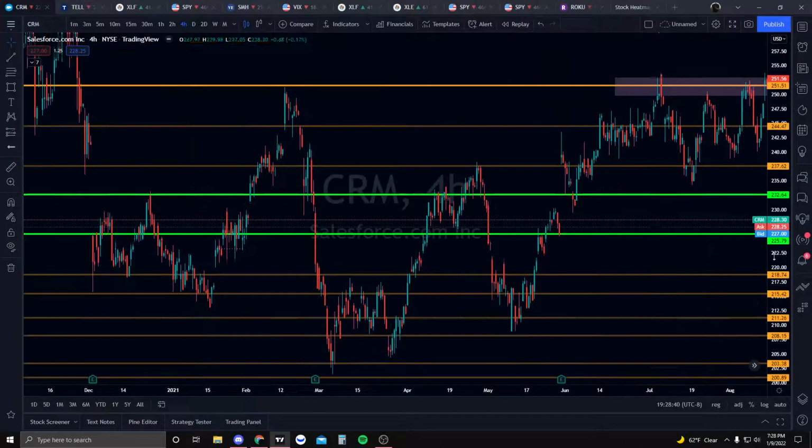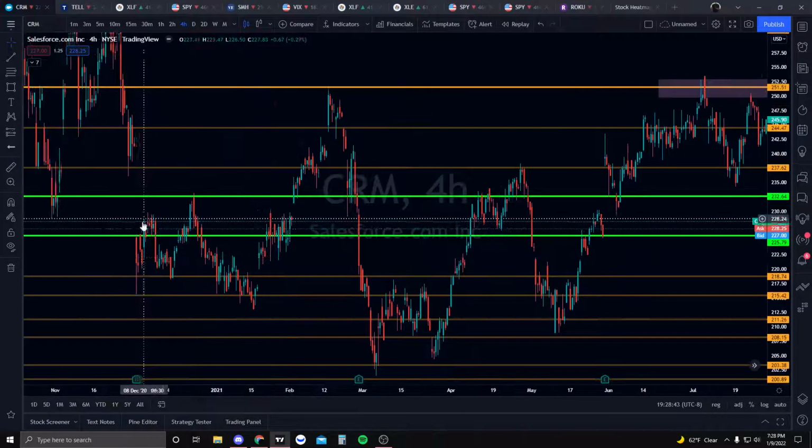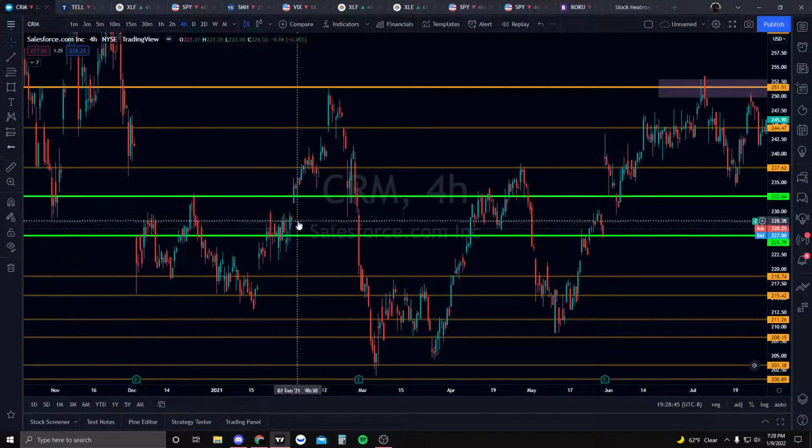But look, you see here how price is clustering at this resistance, and then it had trouble over here.